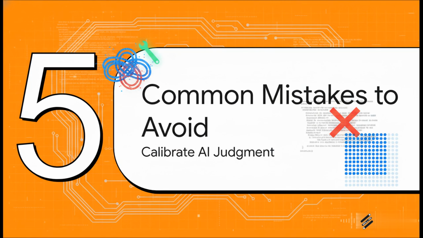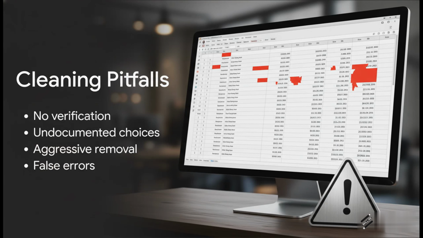Which brings us to our final part, Section 5, Common Mistakes to Avoid, Calibrating Your AI Judgment. Let's rapid fire through these major pitfalls. We've already talked about applying code without verification and leaving decisions undocumented. But really watch out for that third point, aggressive removal of cases with missing values. Please don't just blindly tell the AI to delete all rows with missing data. You might completely gut your dataset. Ask for multiple imputation code instead.